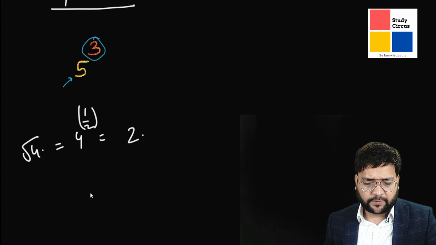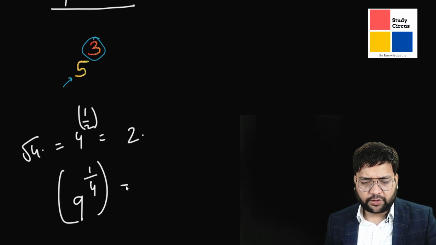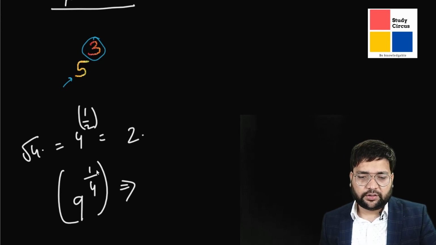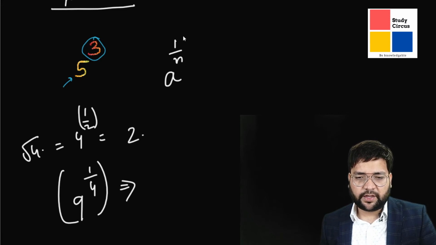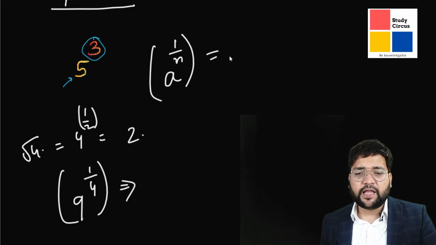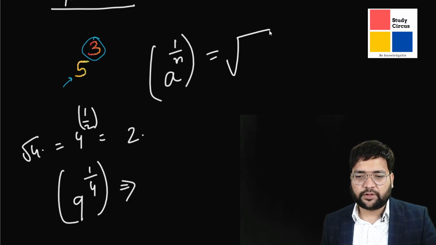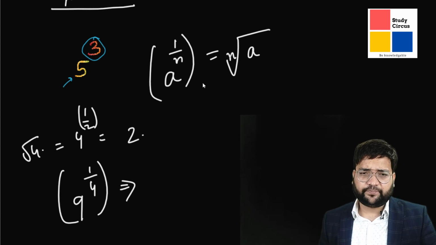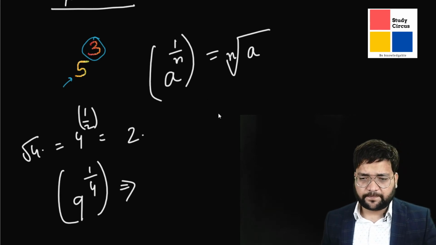If I say 9 to the power 1 by 4, this is the fourth root of 9. So if I write a number a to the power 1 by n, this is the nth root of a. This can be written as a with the nth root, like this also. This is the representation.